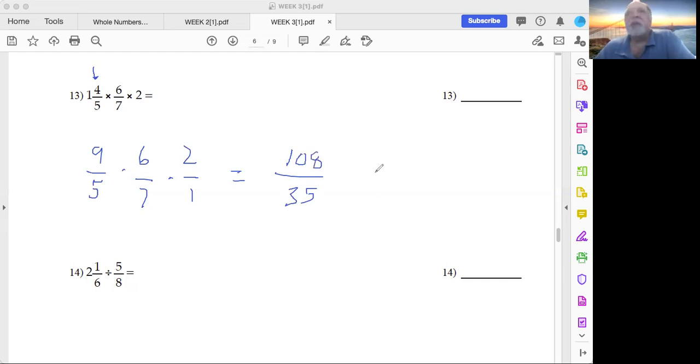So what do we have here? We have an improper fraction, okay? So now we got to get this down to its mixed number version, okay? So how can I rewrite this? Well, let's see, 35 times 2 is 70, 35 times 3 is 105, okay, so that's pretty good. So this becomes 3, and then I subtract 105 from 108, we get 3 35ths. 3 and 3 35ths. Not too bad, right? Working with them. Okay, clear this out.